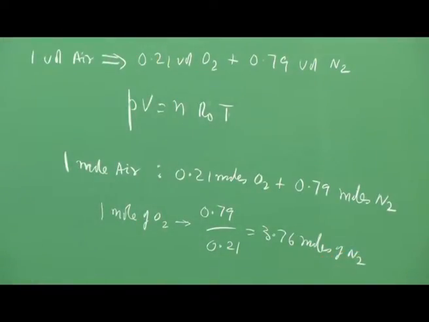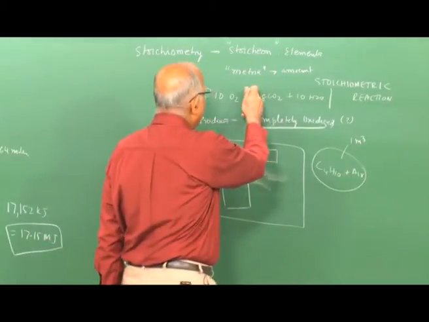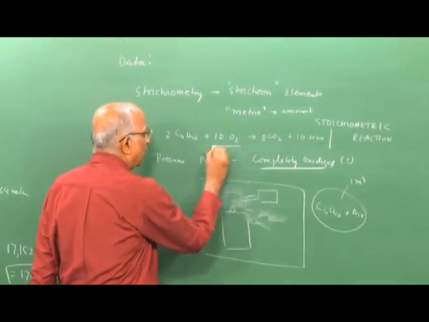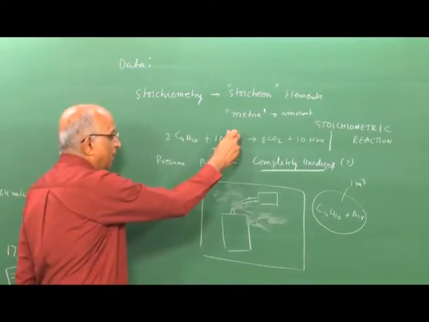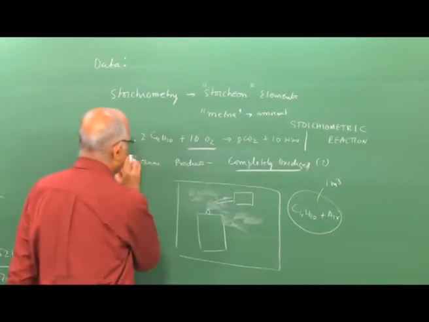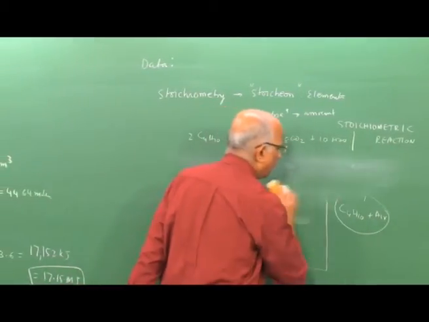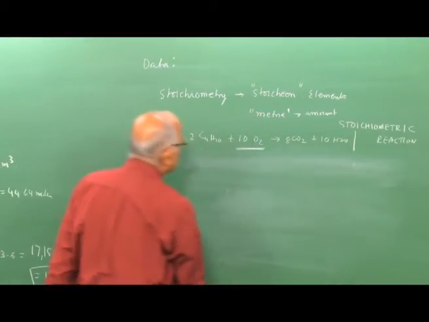Therefore, if I were to have a reaction involving air, this equation will get modified because instead of having 10 moles of oxygen, I will also have to carry some amount of nitrogen, and let us see how this equation should get modified. Let us modify this equation now to be able to put air over here. What is it I get?